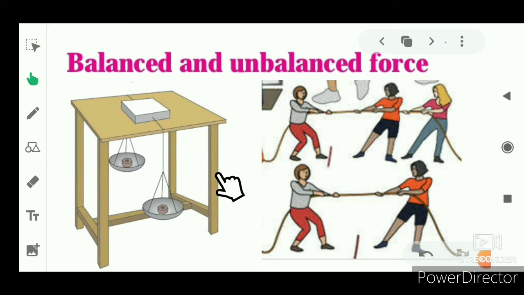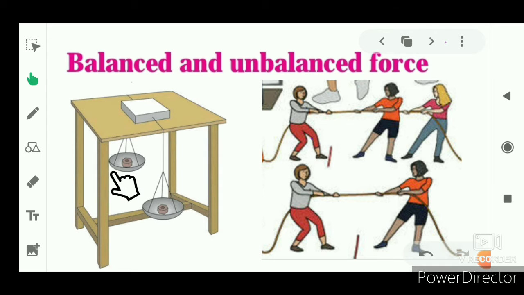Observe the figure. Just take a cardboard or a board and tie weights on its two sides. Then you will observe that if the weight on either side is greater than on the other, then the box will move on that side, and if the weights are equal, then the box will not move.